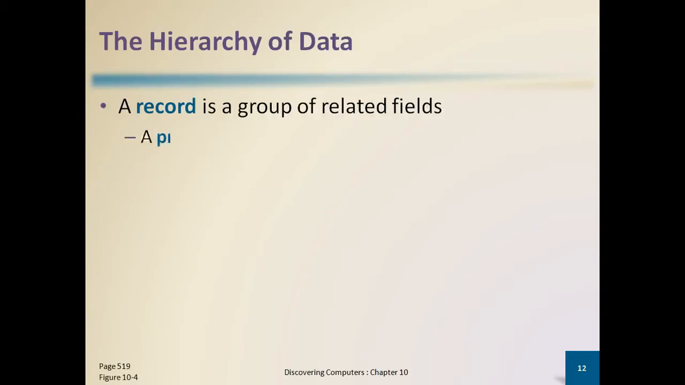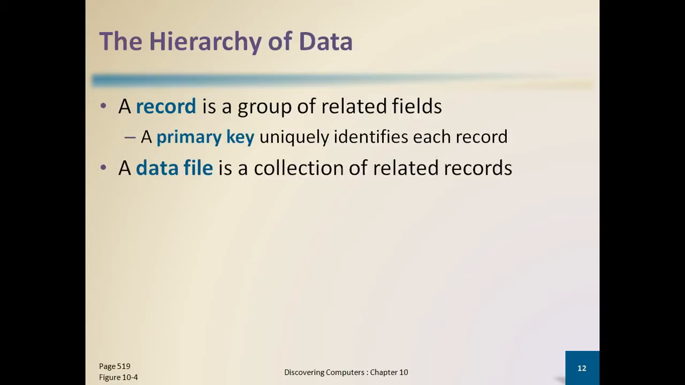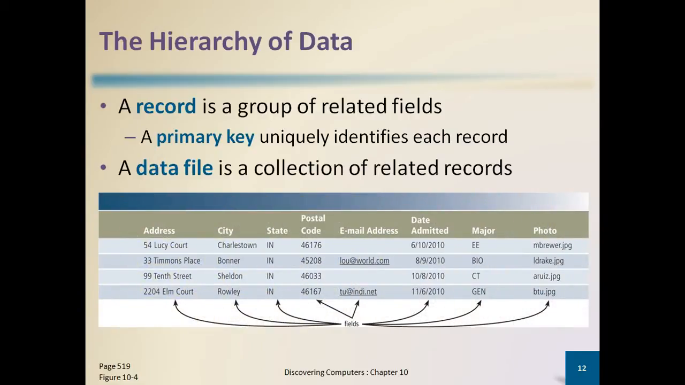A record is a group of related fields. A primary key uniquely identifies a record. A data file is a collection of related records. Nah, ini contoh gambarnya juga.